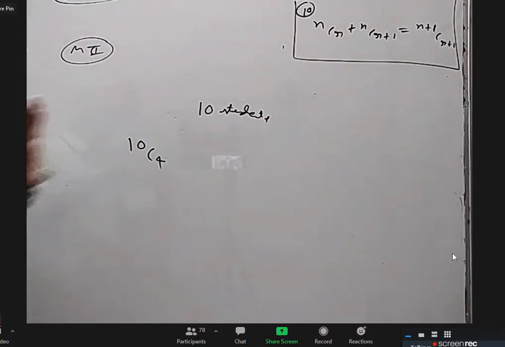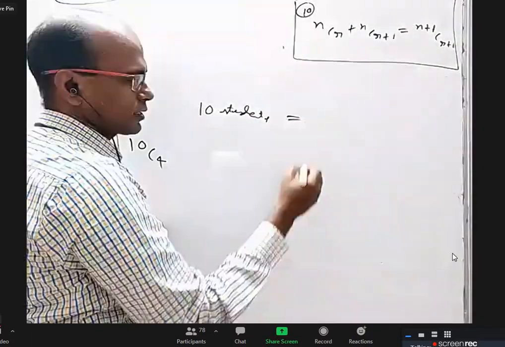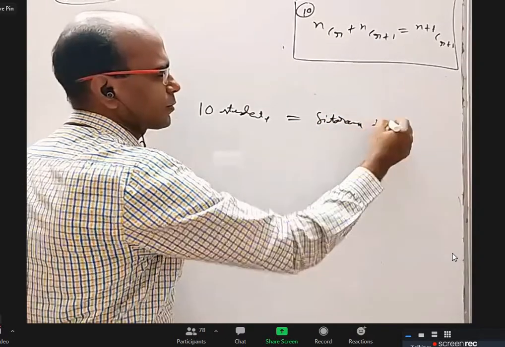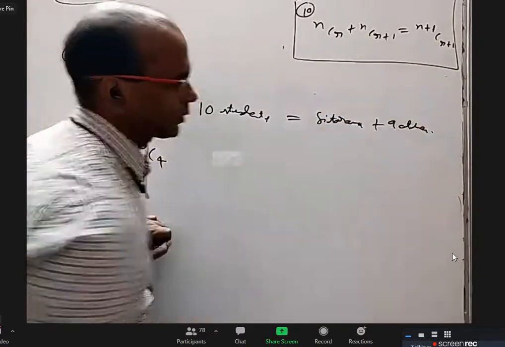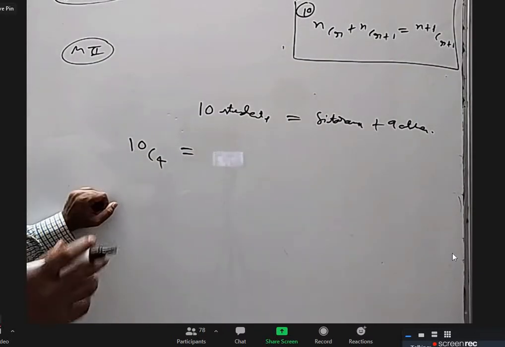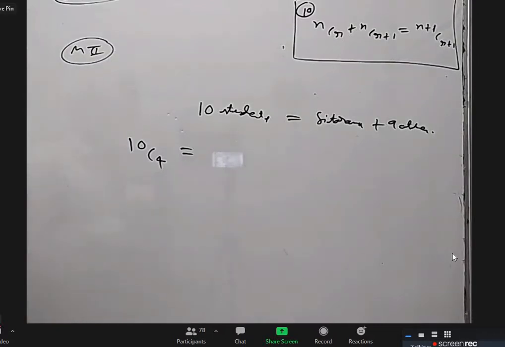Okay. Now, I want to take some cases in this. In these 10 students, one student's name is Sitarama and there are 9 other students. Within this 10C4, in how many teams is Sitarama not there at all? I did not even select him. Anybody want to comment on that?